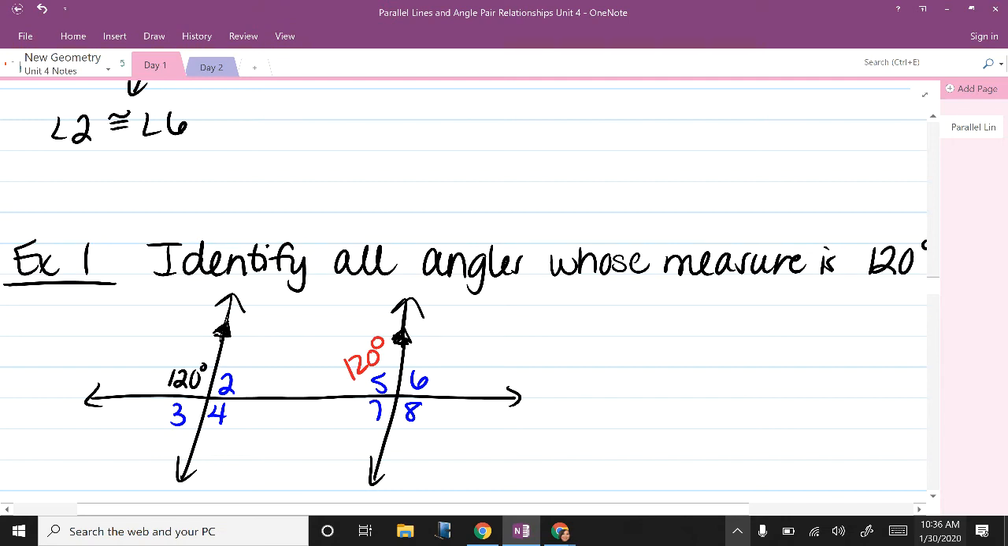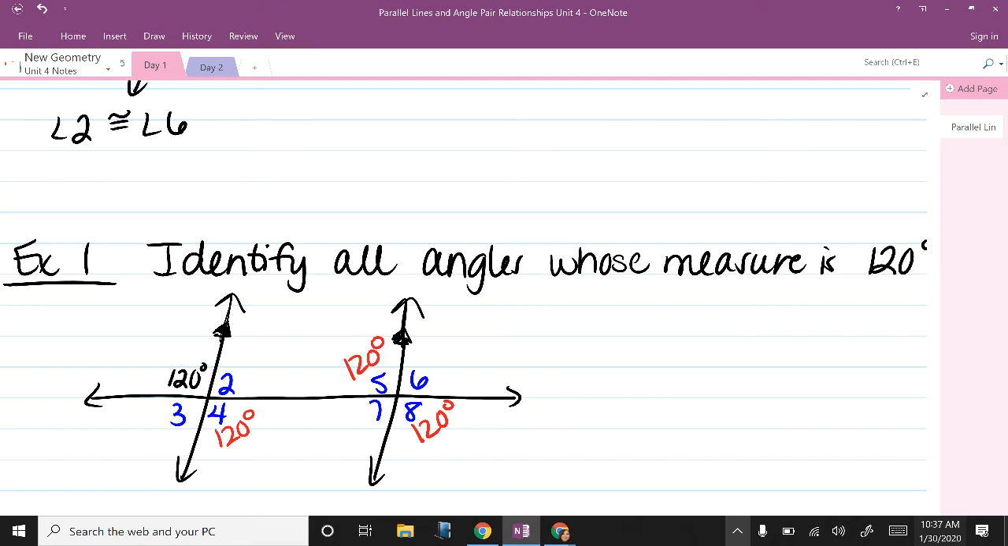Why is 4 120 degrees? Because those are vertical angles. We can't forget about vertical angles, right? Is there another one that's 120 degrees then? Angle 8 is 120 degrees. Y'all see that? So we can't forget vertical angles. We're going to use vertical angles a lot, even though we didn't learn about them this unit. We learned about them in Unit 1. They're still going to be popping up for us a lot. Okay?